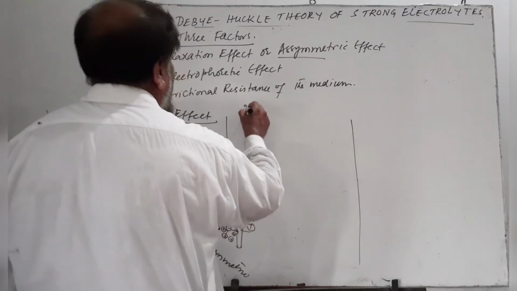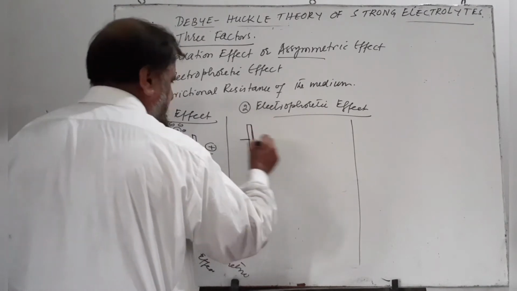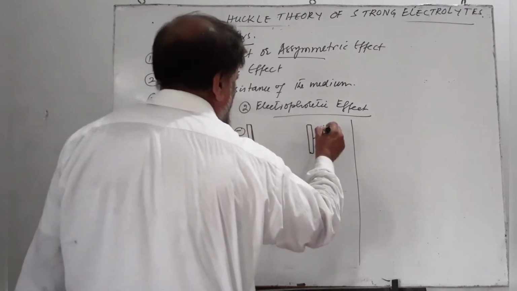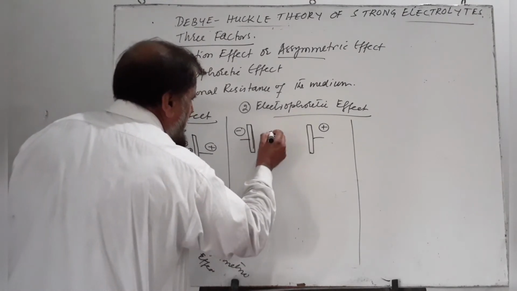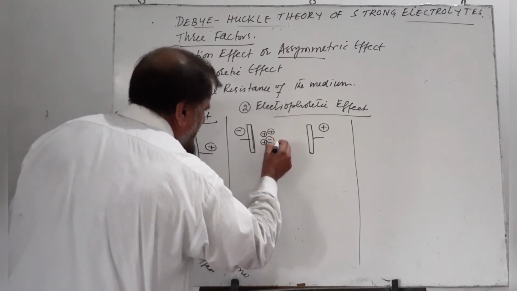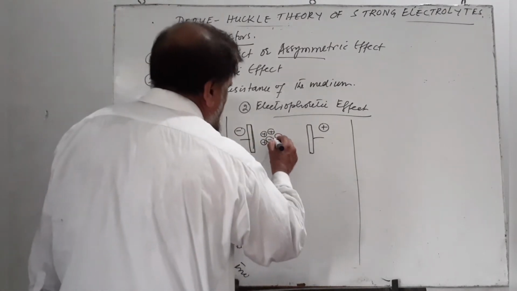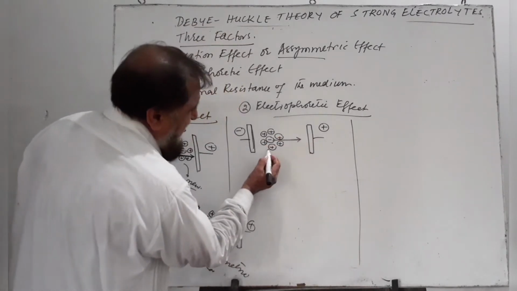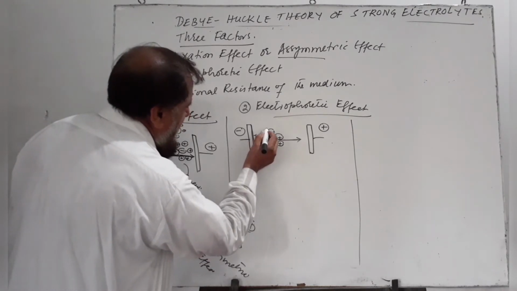The second factor is known as the electrophoretic effect. We are considering a negative ion. Suppose we have a negative ion in solution which is surrounded by positively charged ions, which is called the ionic atmosphere. Now when we apply an electric field, the negative ion moves towards the positive electrode, but the ionic atmosphere, which is composed of positively charged ions, will move towards the negative plate or negative electrode.